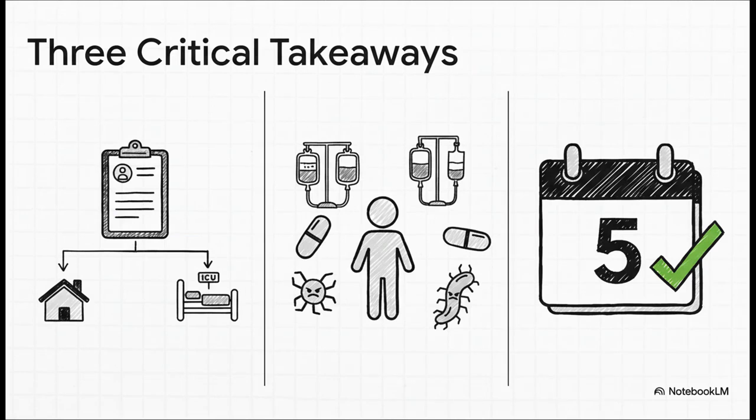Okay, so if you remember nothing else from this, remember these 3 things. Number 1, risk stratify every single patient with the PSI to decide where they need to be treated. Number 2, tailor your empiric antibiotics. Base it on how sick they are and whether they have those specific risk factors for MRSA or Pseudomonas. And number 3, embrace antibiotic stewardship. Aim for the shortest effective course, which for most of your patients is going to be just 5 days.